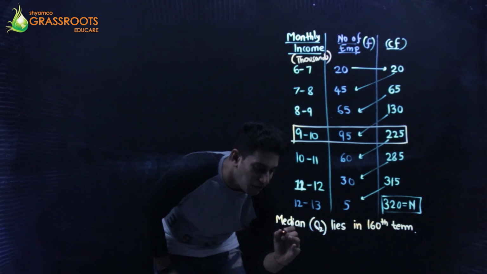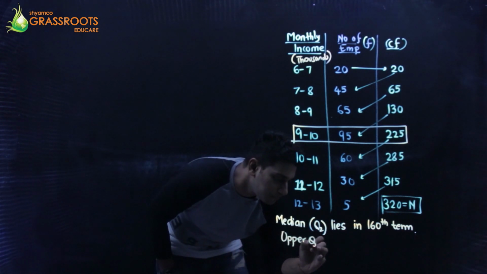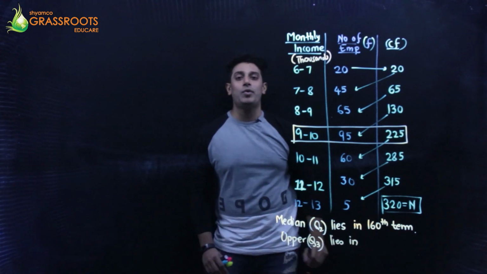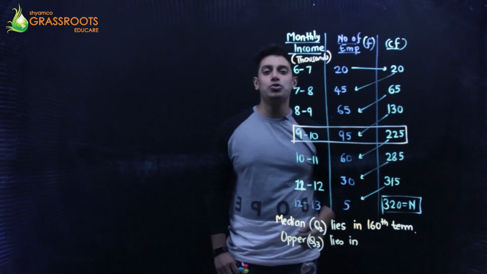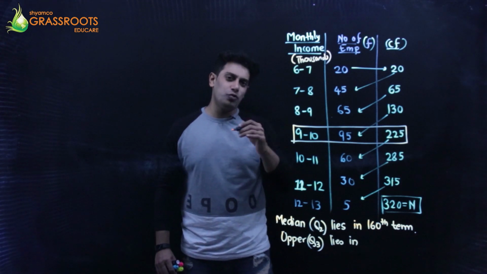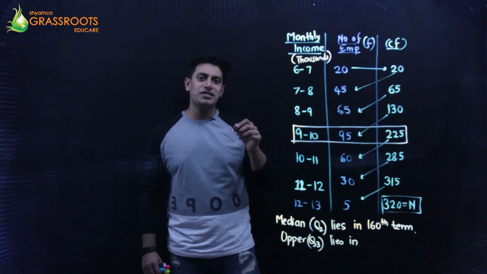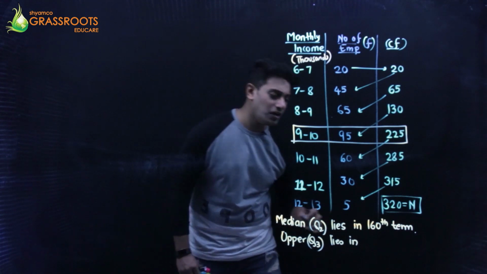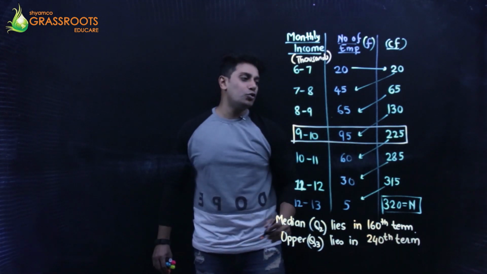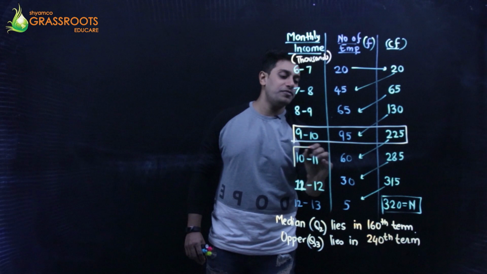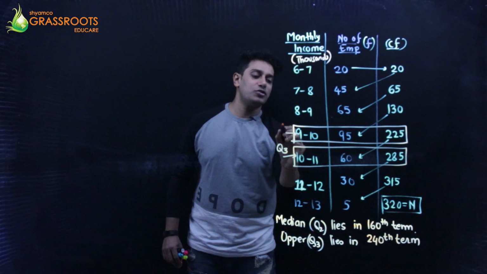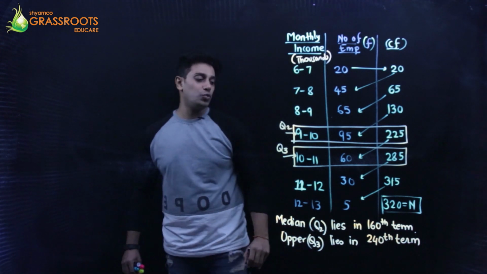And the upper quartile, which is Q3, lies in the formula 3 into n by 4. That is 3 into 320 by 4, which is the 240th term. The location is the 240th term. 240 lies between 225 and 285. So this is going to be the answer of your Q3. This is going to be the answer of your median, which is Q2.